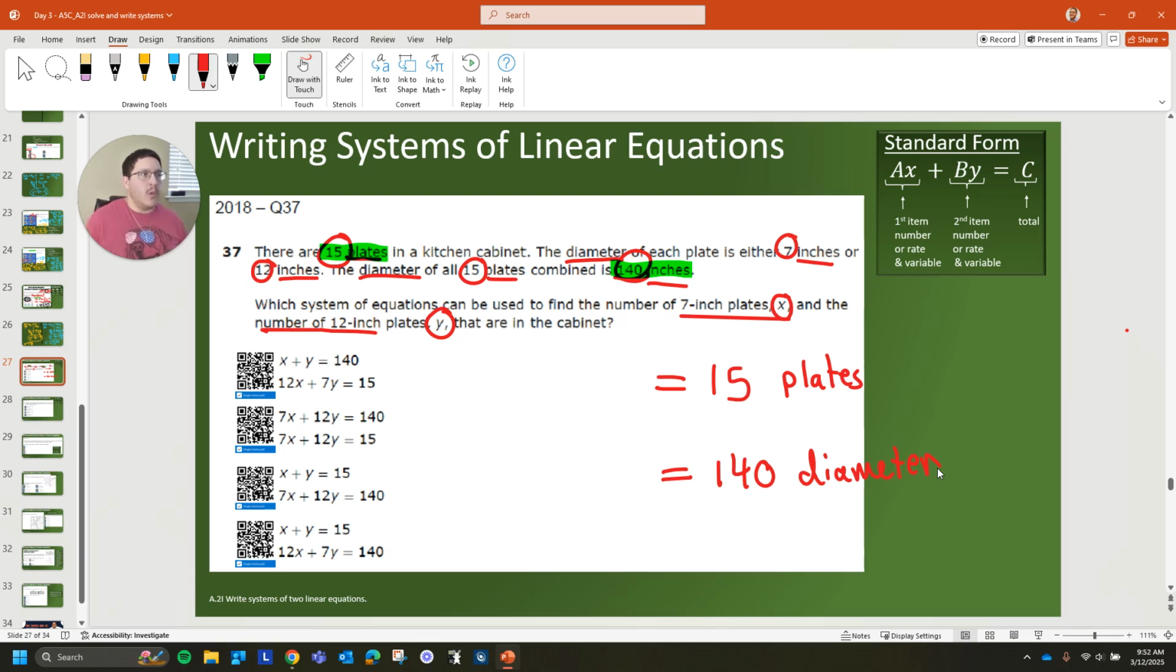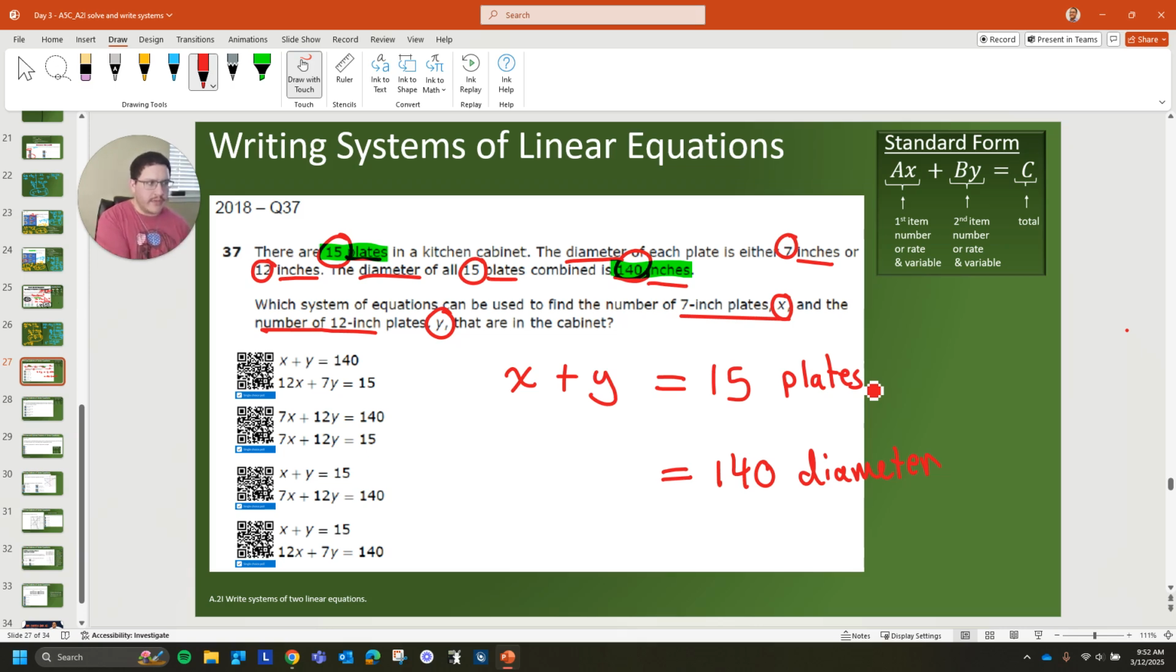So, what's one of the equations that we have? Well, plates. We have two different plates, x 7-inch plates and 12-inch plates, y. So from here, it's just very straightforward. We have a certain number of 7-inch plates, certain number of y plates, put them together, and we have 15 plates. So x plus y is equal to 15 plates.